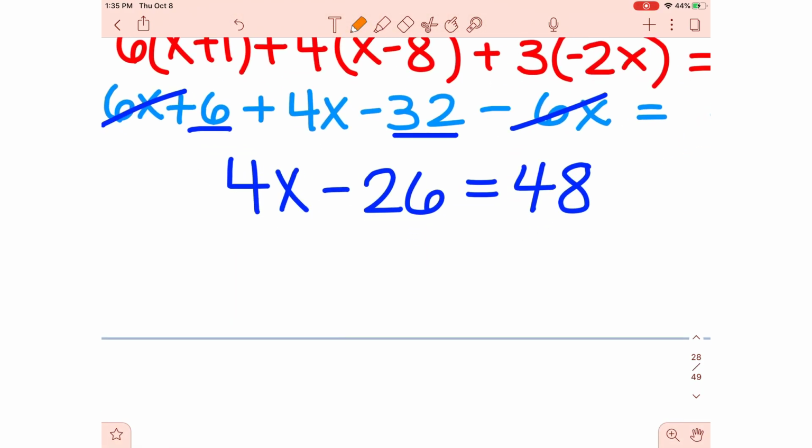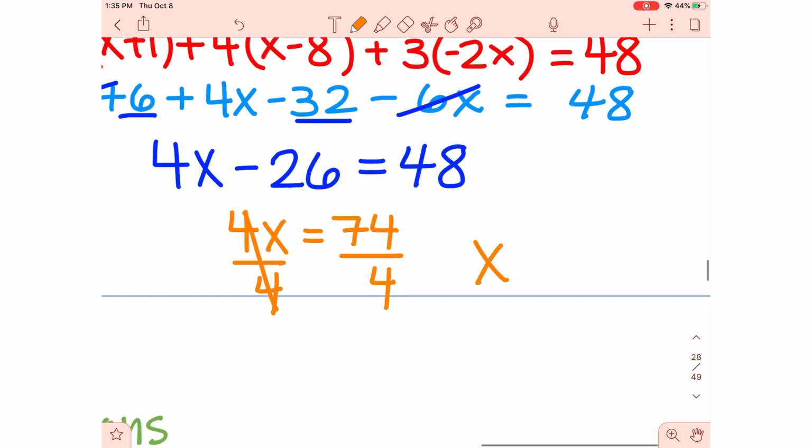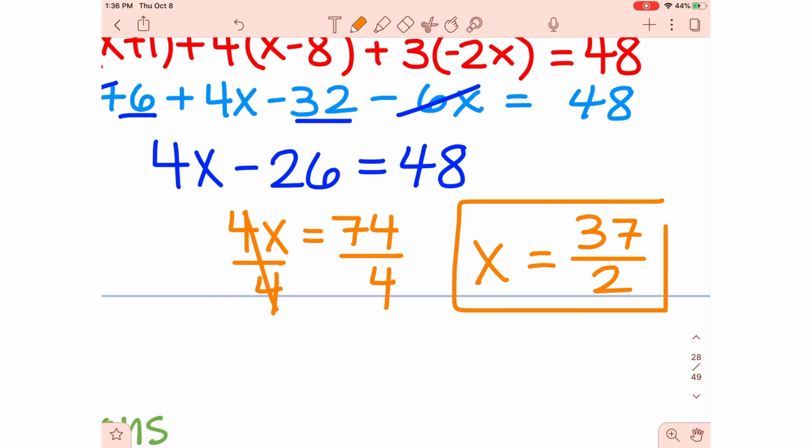I'm going to add over 26. So I get 4x equals 74. So x equals 74 over 4. I would reduce that fraction. All right, so that's going to be 37 over 2. And again, it's okay to get a fraction answer.